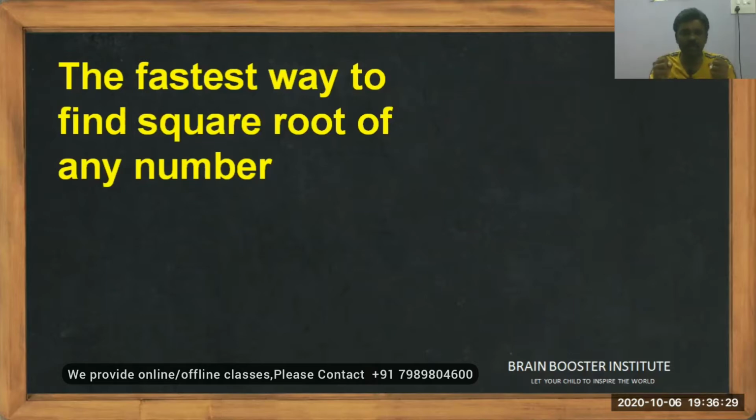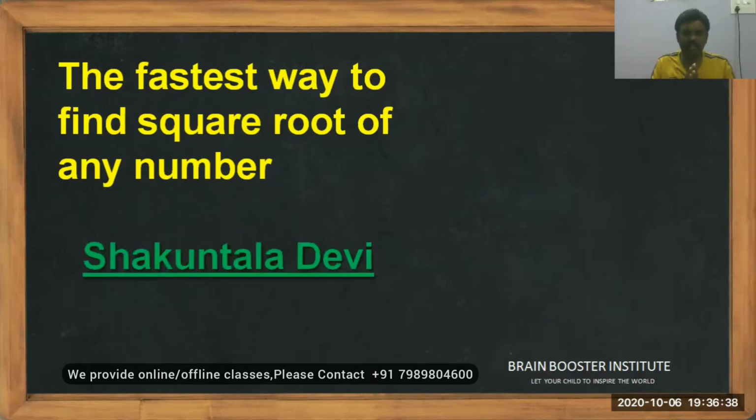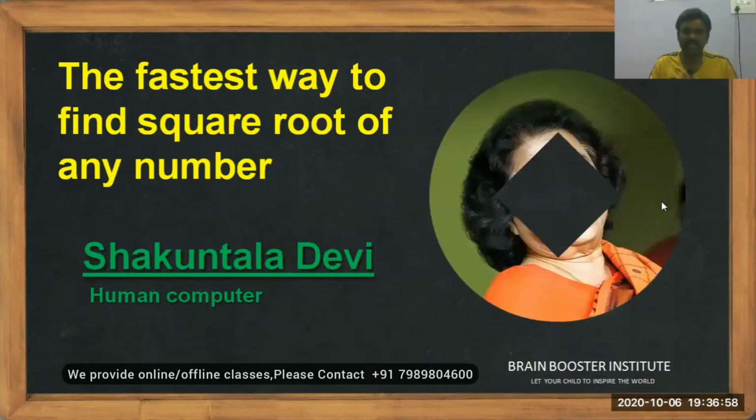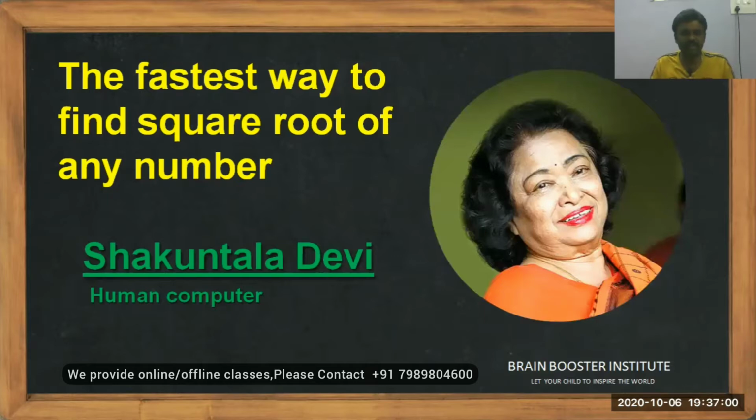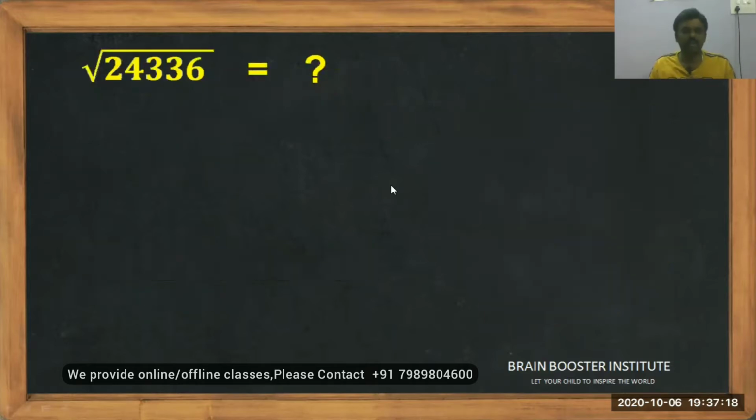This shortcut method has been given by Mrs. Shakuntala Devi. She is the goddess of mathematics. She is known as a human computer. You know that, and in some areas they also call her the queen of mathematics. I think you might have seen Shakuntala Devi. So we can see now that she is Shakuntala Devi. Let us respect her. Here, our lesson is to find the square root of 24,336.